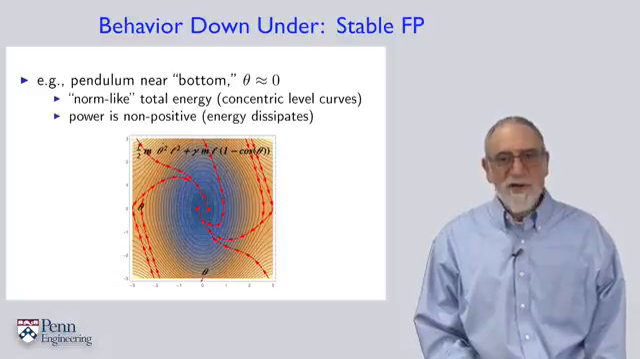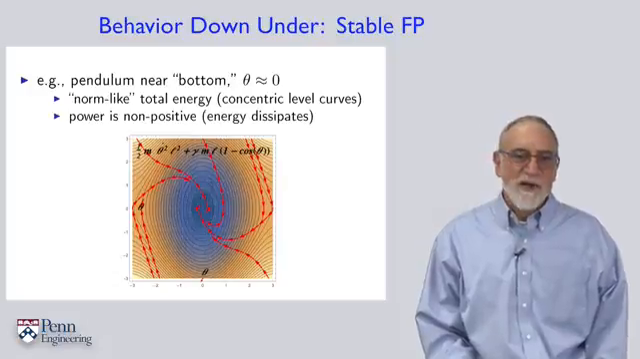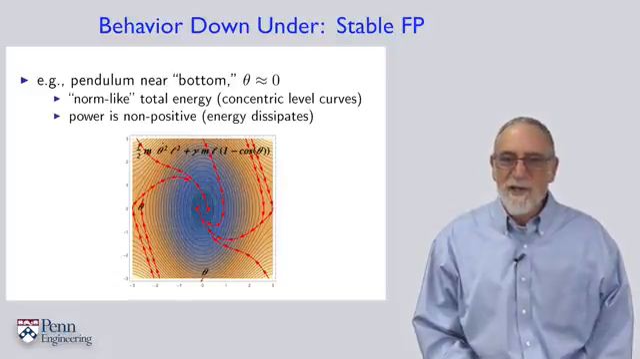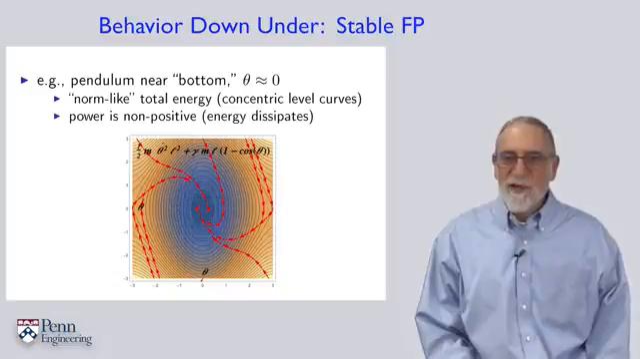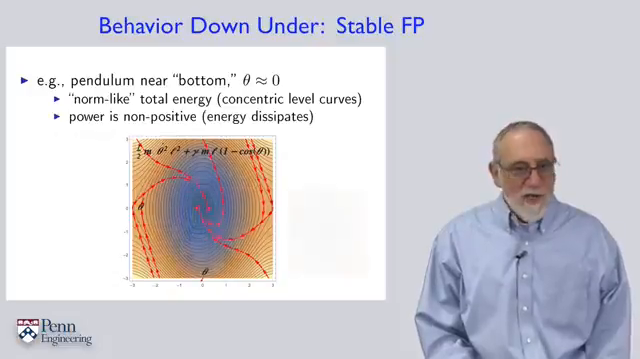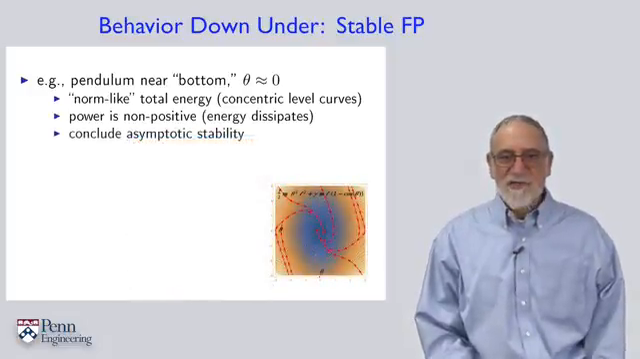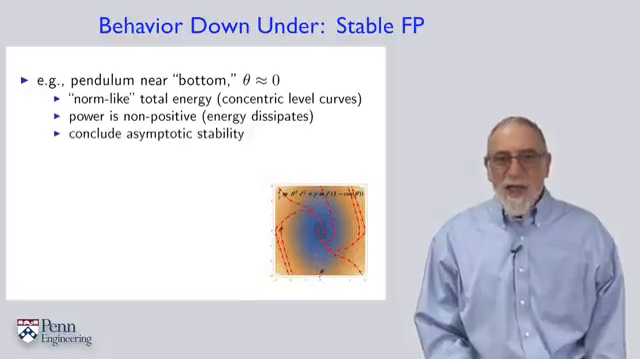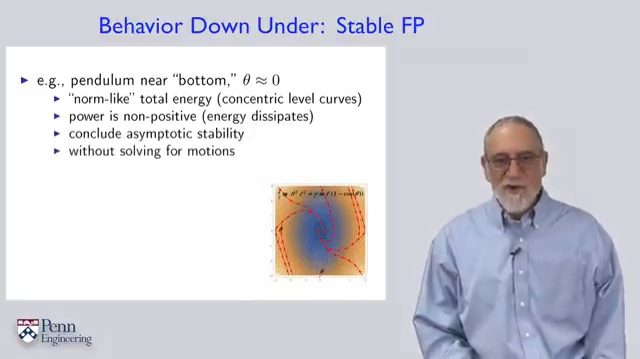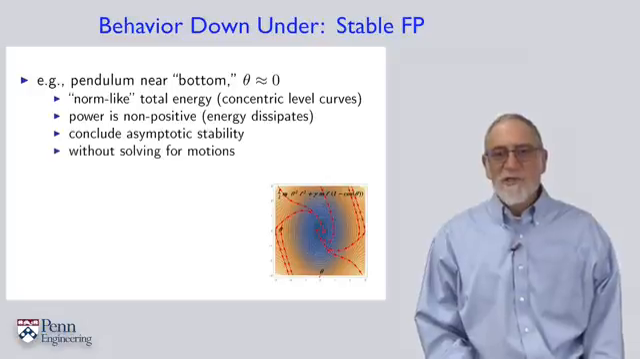In this case, these red curves are developed by numerical simulation, and they're not closed form, but mathematically we know that they must be converging for the exact same arguments that we used before. We conclude that the bottom fixed point has asymptotic stability. And we've never needed to solve for the motions because we showed that the total energy is decreasing.